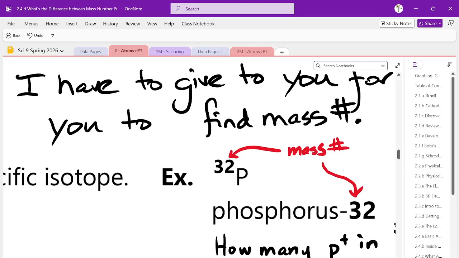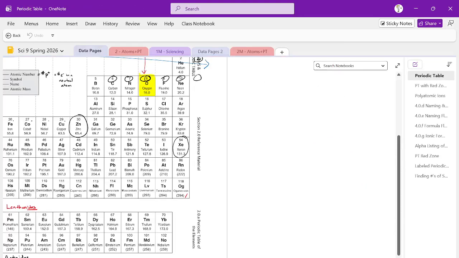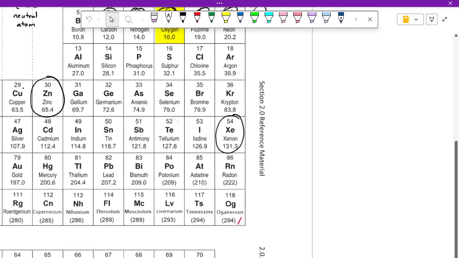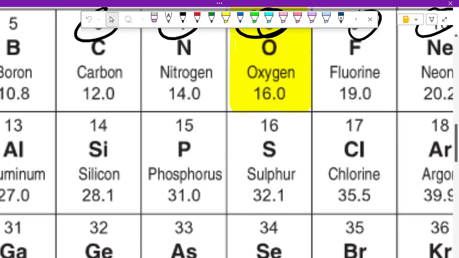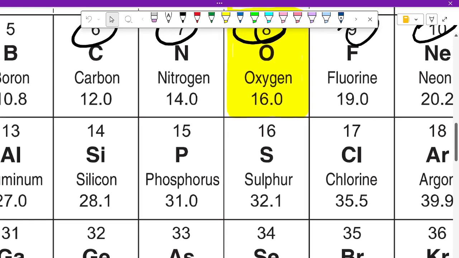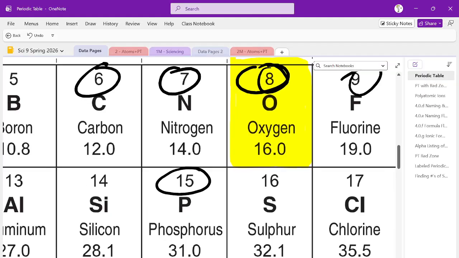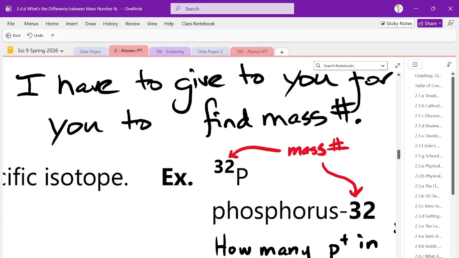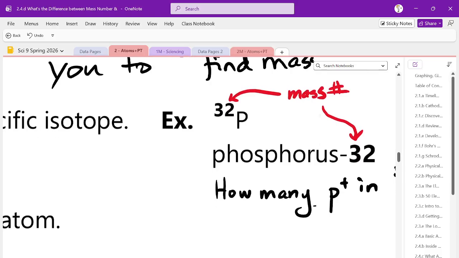Yeah, P. There's phosphorus. What number tells you the number of protons? 1, 5. That's your atomic number. That's the number of protons. So it is 15. So we have 15 protons.